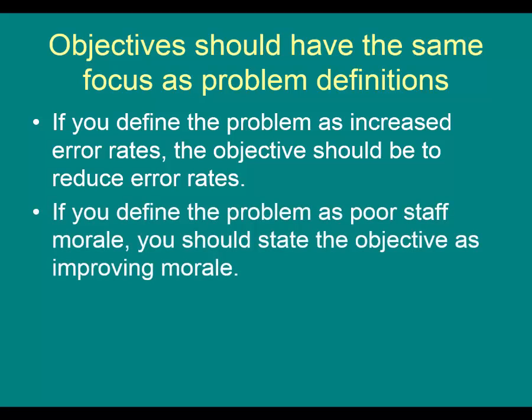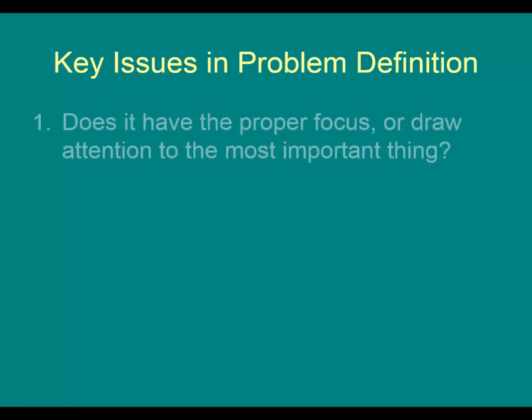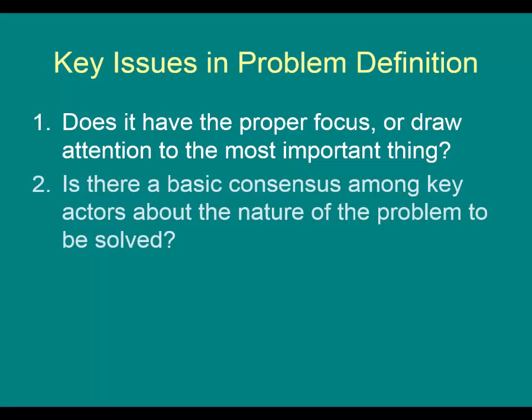If you define the problem as poor staff morale, you should state the objective as improving morale. So keep those two things lined up. Key issues in problem definition. First, does it have the proper focus or draw attention to the most important thing? That's one of the important things here we just mentioned, that blaming the accrediting body is not the proper focus for that situation with the military organization.